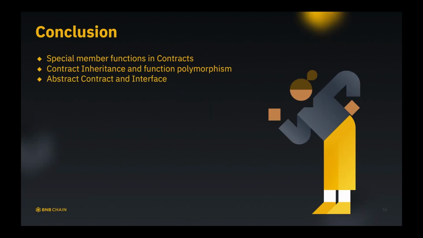A quick conclusion. We talked about special member functions: constructor, fallback, and receive ether function, and contracts. We discussed contract inheritance and function polymorphism, also function modifier polymorphism. Then we discussed abstract contracts and interfaces. That is pretty much all for the introductory part in the Solidity language.